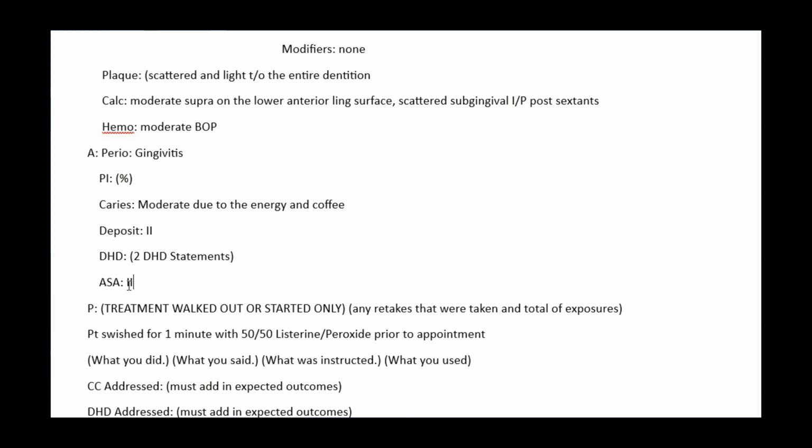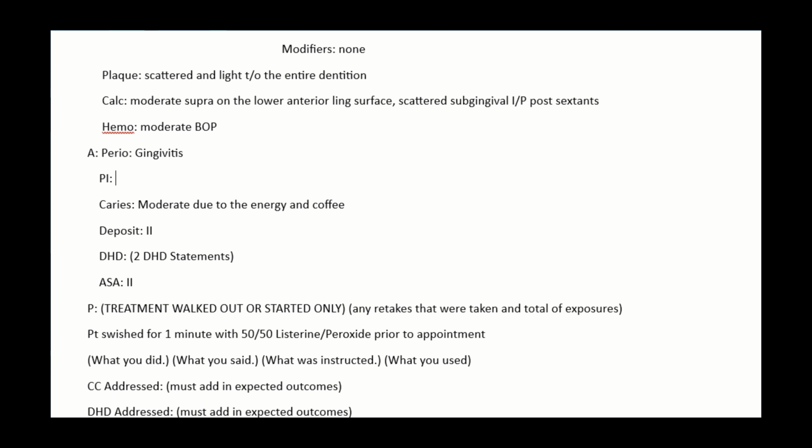Now, at this point, you're going to get your instructor over, you're going to do your initial assessment, and then you're going to put your treatment plan together, and then you're going to go ahead and start with your PI score. So I'm going to come back up to the PI score, and if you take a look at my plaque, it's scattered in light throughout. So I'm going to do my PI score.